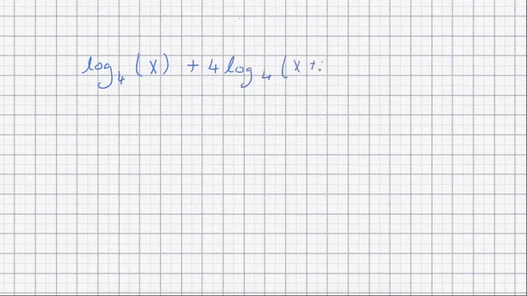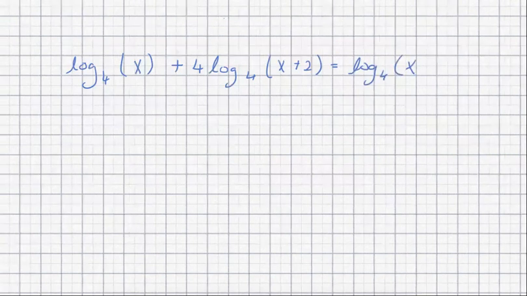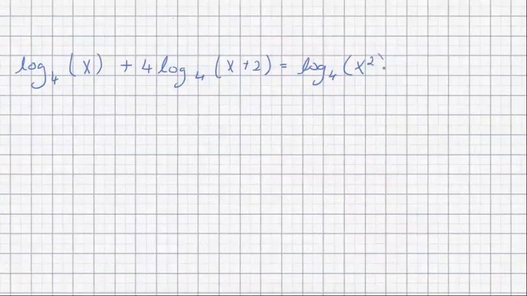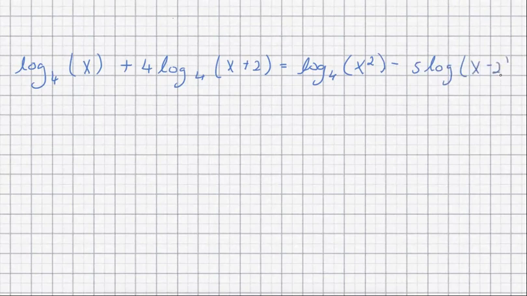So let's say I have log 4 of x plus 2, times 4, equals log 4 of x squared. All right, let's make it a little more interesting: x squared minus 5 log x minus 2. I'm just making up numbers, so it probably won't be nice numbers, but you get the idea. Instead of doing the same thing, we'll do something else, but it's based on the same rules, of course.